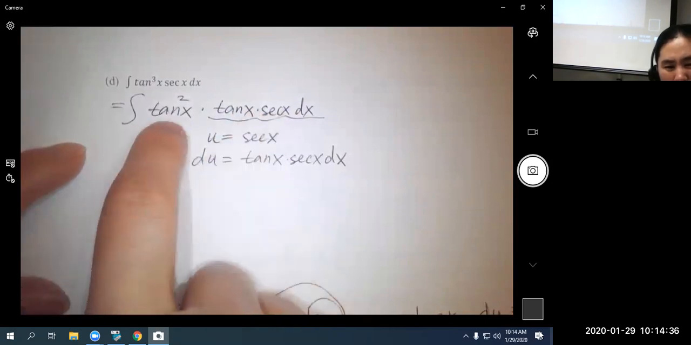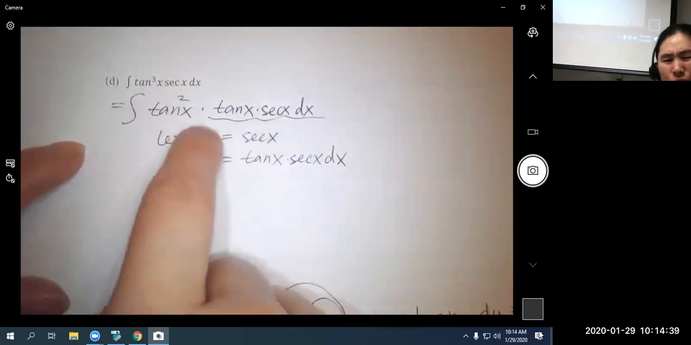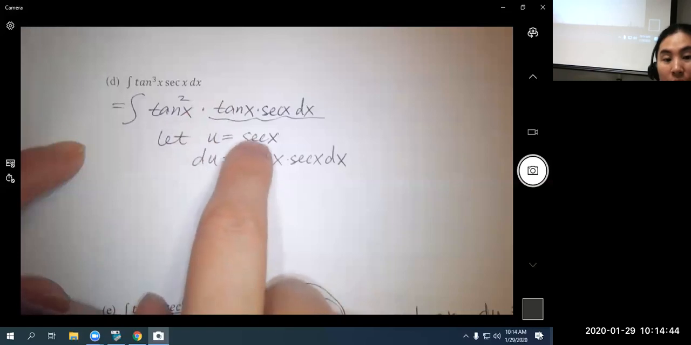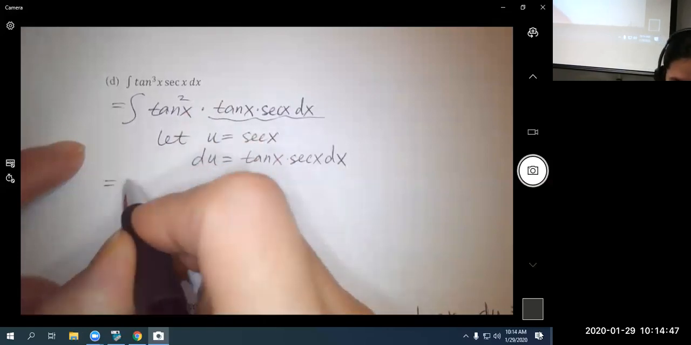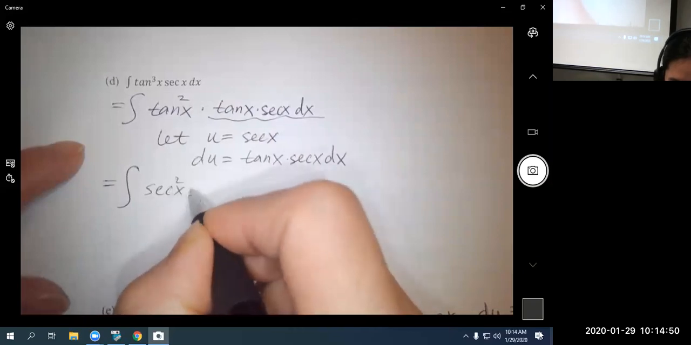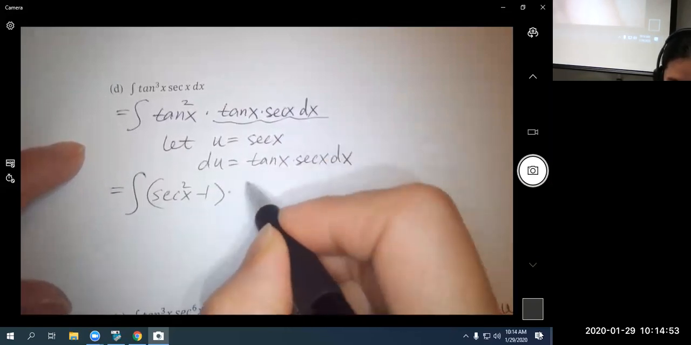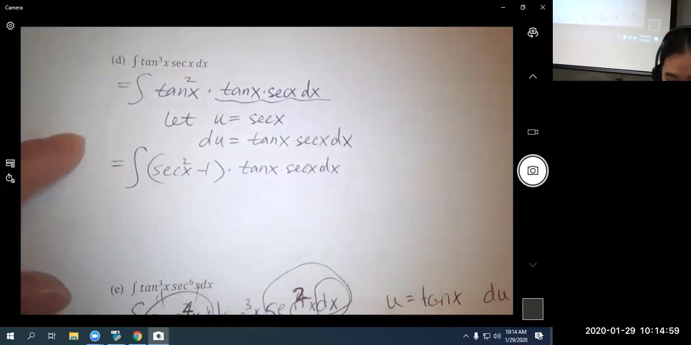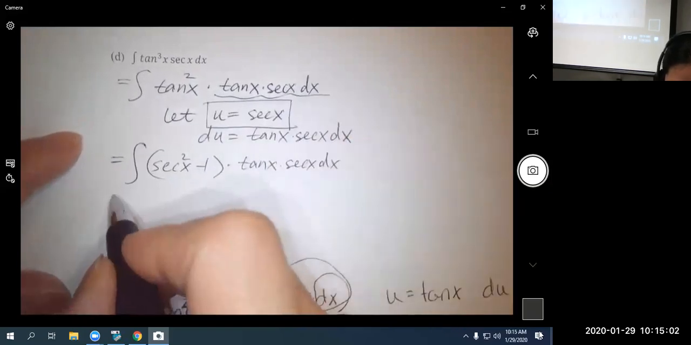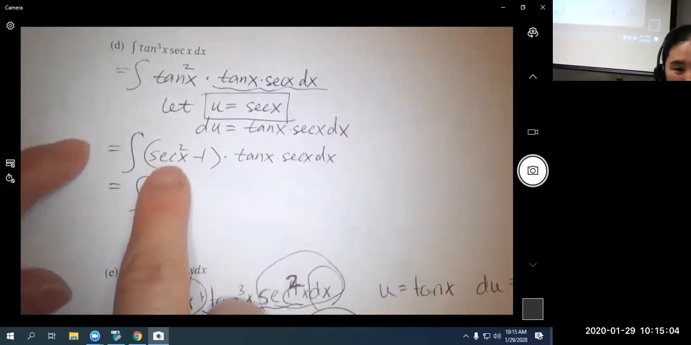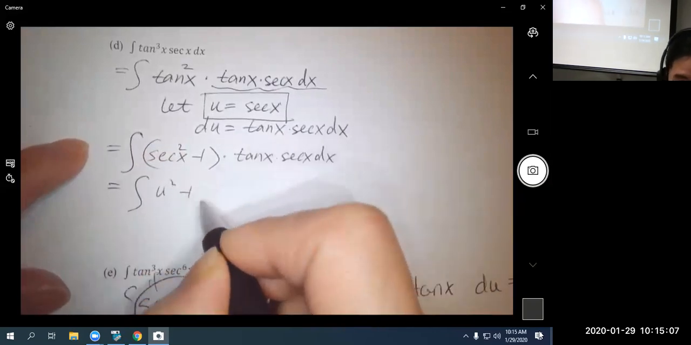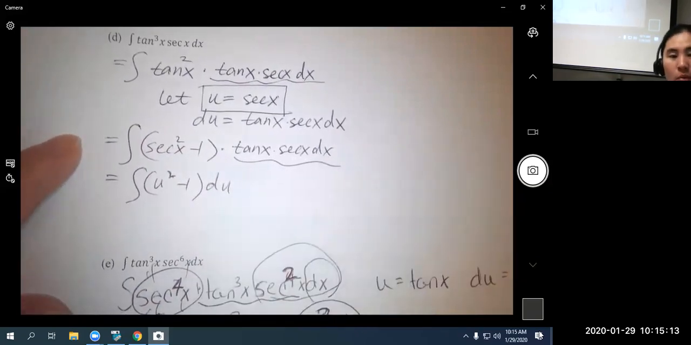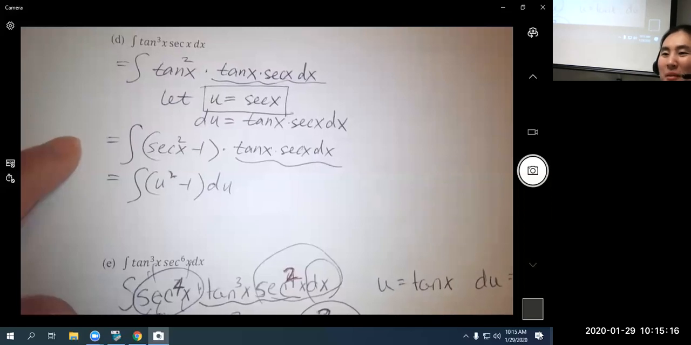If this is du, how about the tangent of x squared? u is secant, so how can we rewrite this in terms of u? We know tangent of x squared can be written as secant of x squared minus 1, then tangent of x secant of x dx. So by the substitution, the integral becomes u squared minus 1 du. So simple after we substitute, right?